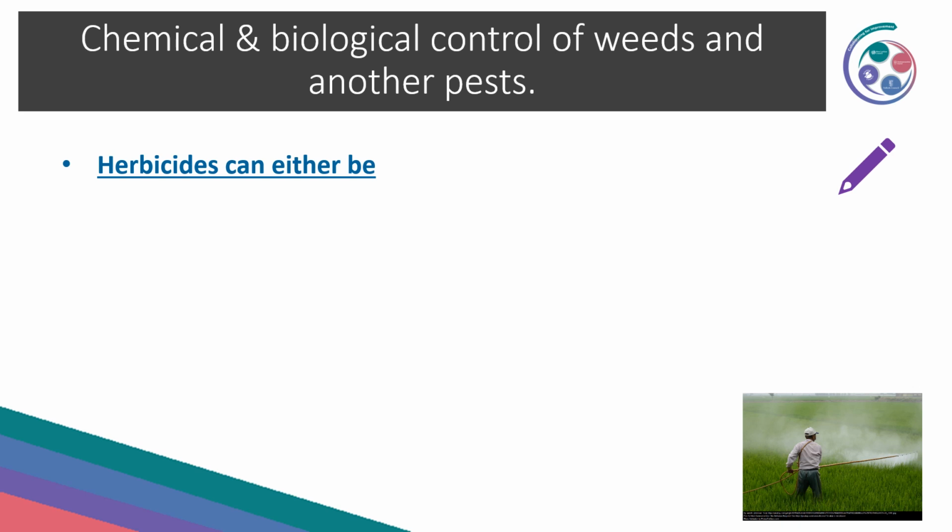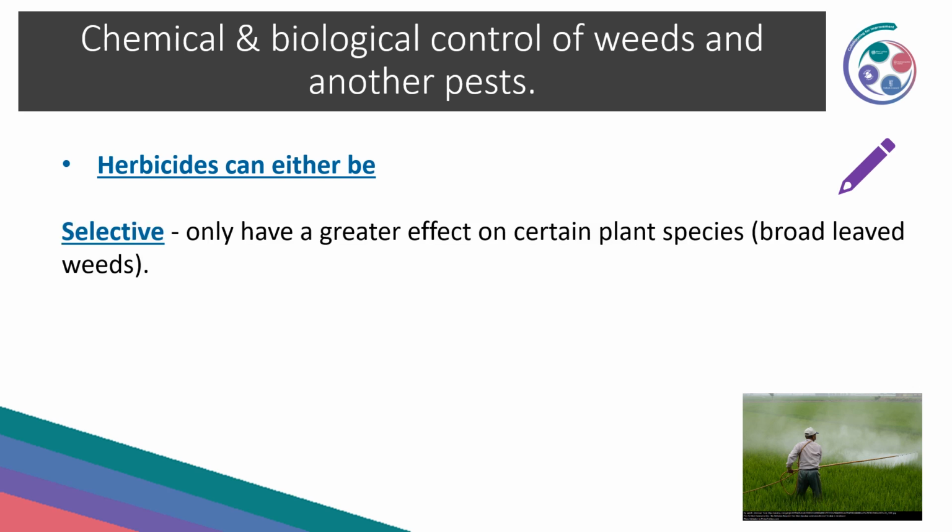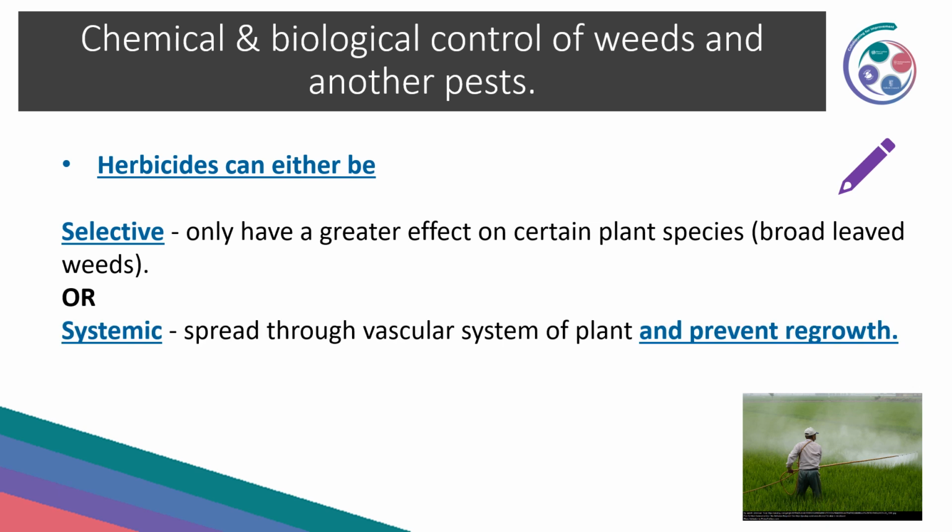There are two main types of herbicides. Remember, herbicides are a type of pesticide used to kill weeds. Herbicides can be either selective, which means they only have a greater effect on certain plant species, mainly broad-leaved weeds, or they can be systemic, which means they are able to spread through the vascular system of plants and prevent regrowth of that weed.